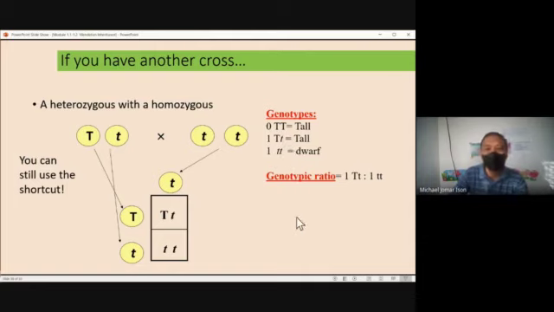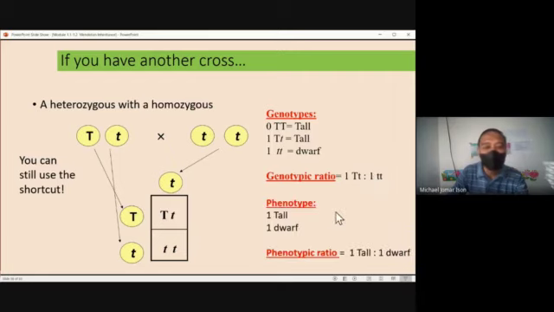So the genotypic ratio is 1 big T small t is to 1 small t small t. Now this is what is interesting as well. This is also an automatic ratio, because if you're crossing a heterozygote with a homozygote, at least for this case a homozygote recessive, you will always have a 1 is to 1 ratio for this one, as you can see here.